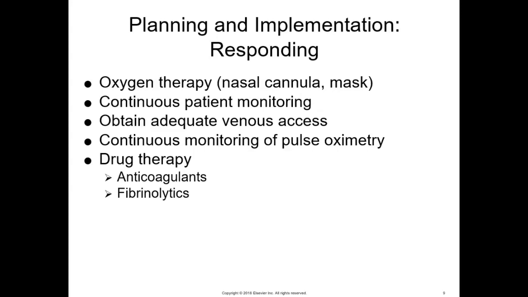You have on page 621, chart 32-4, a list of common drugs used to treat pulmonary embolism. So under heparin, you have heparin sodium and enoxaparin. Under vitamin K antagonist, you have warfarin. And then under fibrinolytics, you have alteplase or TPA. So I want you to be familiar with those medications and how they work.